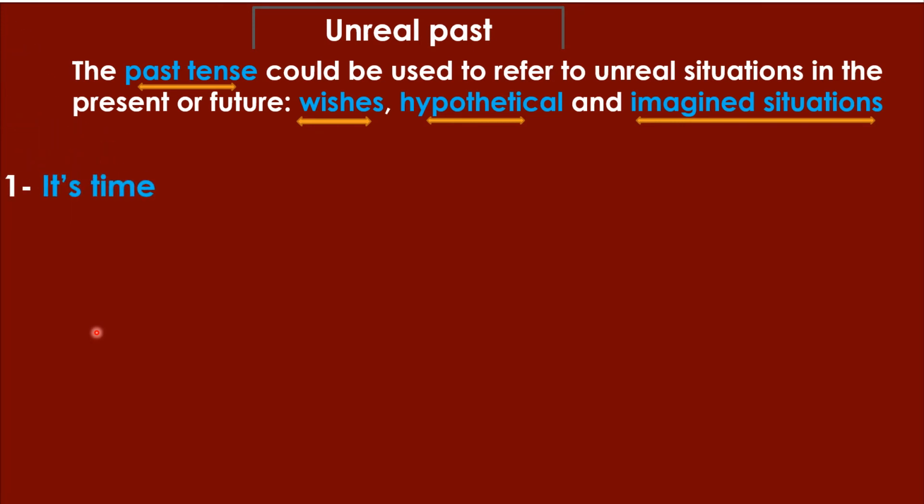Okay. It's used with it's time, it's high time, and it's about time. طبعا من ضمن الphrases اللي احنا بنستخدمها مع ال real past. It's time, it's high time, it's about time.